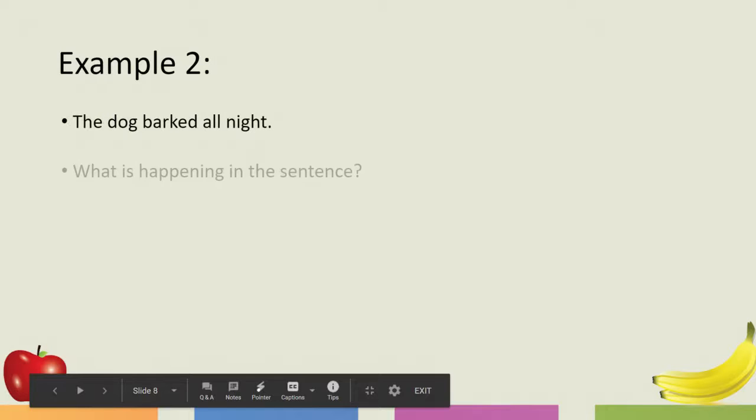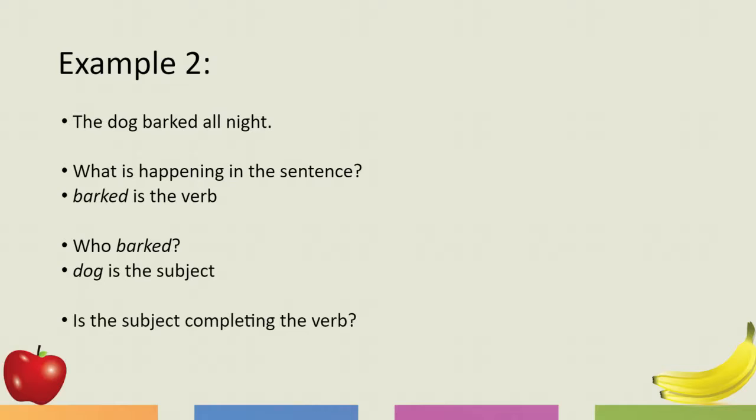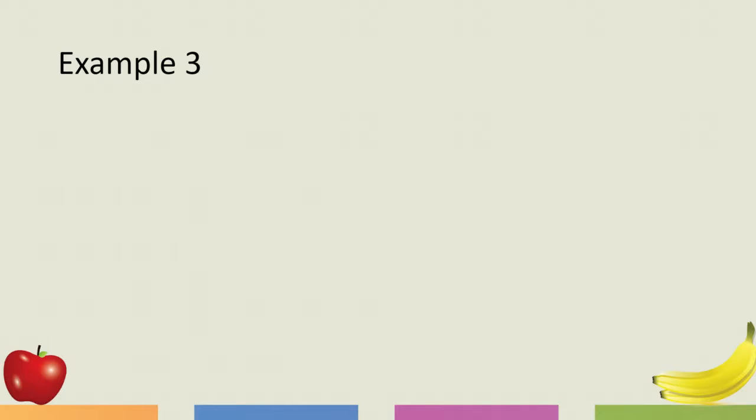So, the dog barked. Well, what's happening in the sentence? What's the verb? Barked. Who barked? The dog. Is the subject completing the verb? Is the dog the one who's barking? Yes.